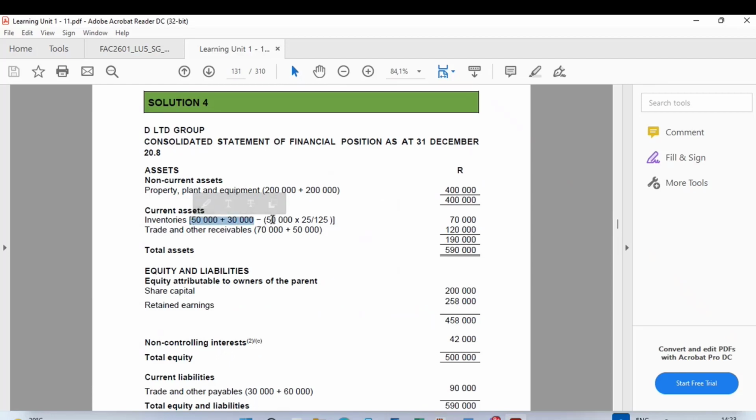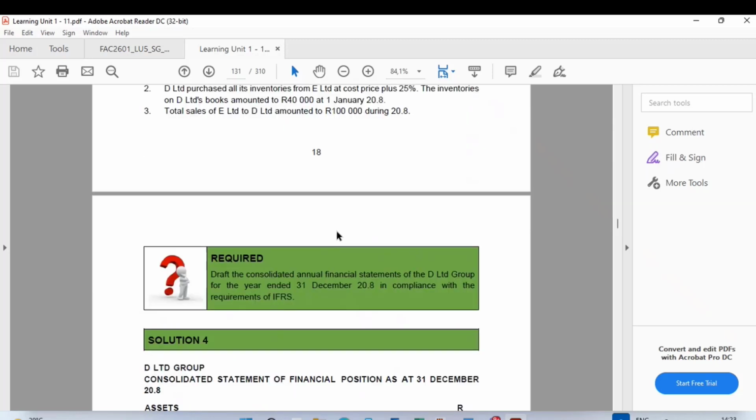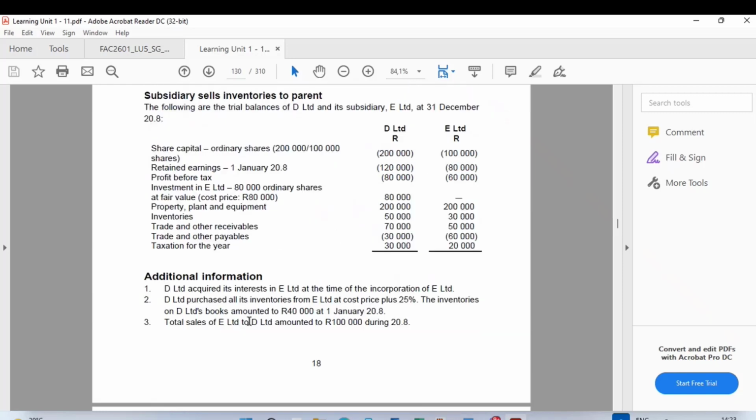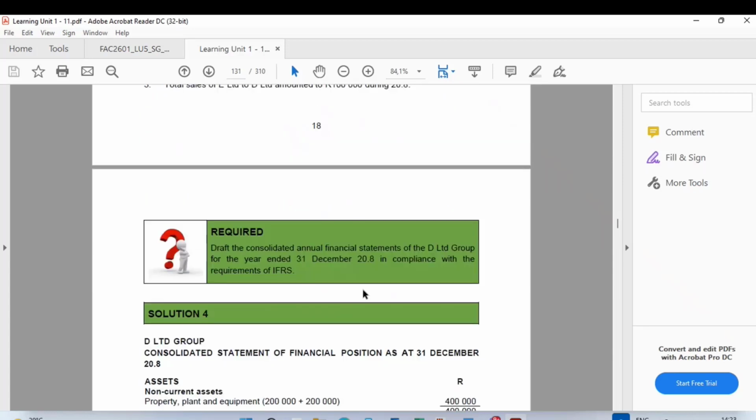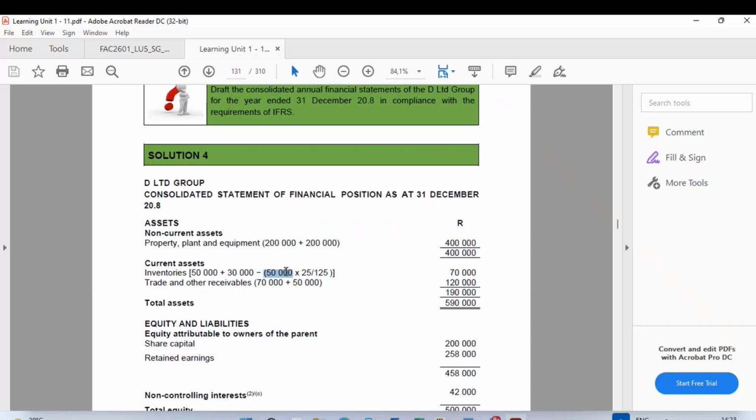Now, this will be less. You see they less the 50,000 times 25. Now they less the unrealized profit. This comes from the closing balance of the parent. You remember the closing balance of the parent, when they say the parent had inventory of 50,000 at the end. Since you have inventory of 50,000 at the end, you have to deduct the profit from this inventory. So you say this plus this, then minus the profit on this. Be happy with this calculation.